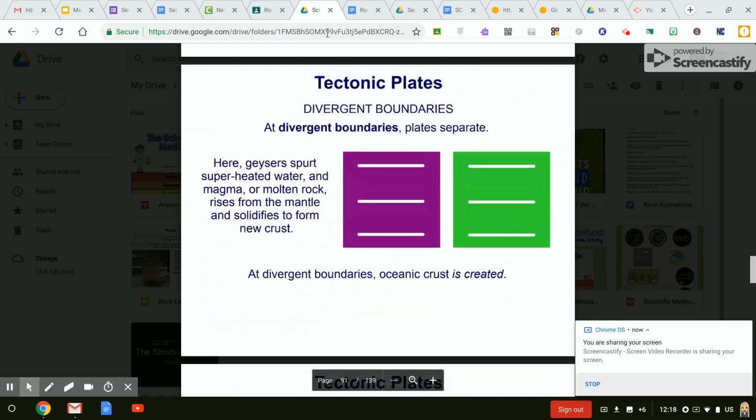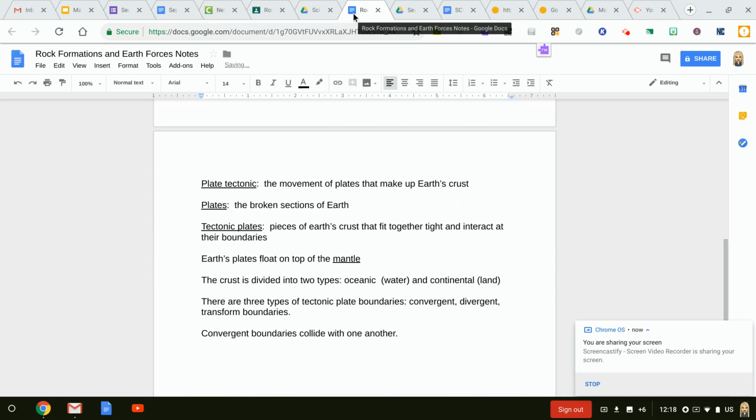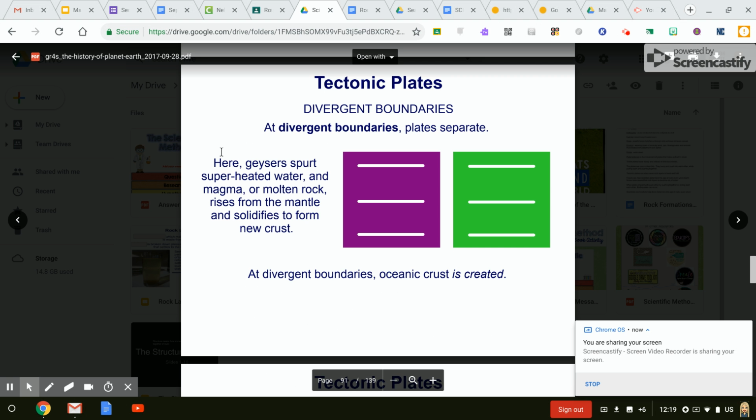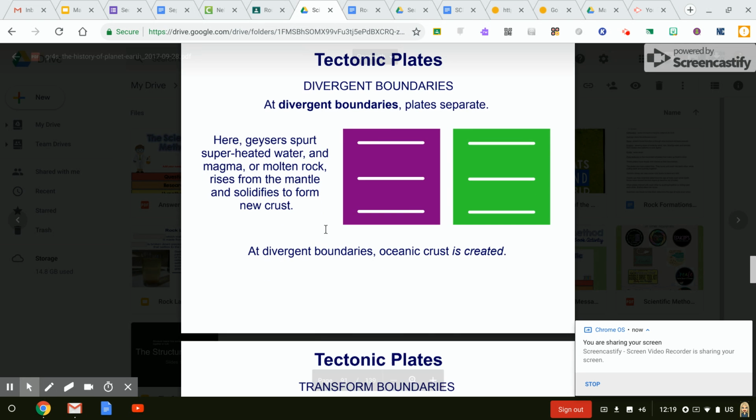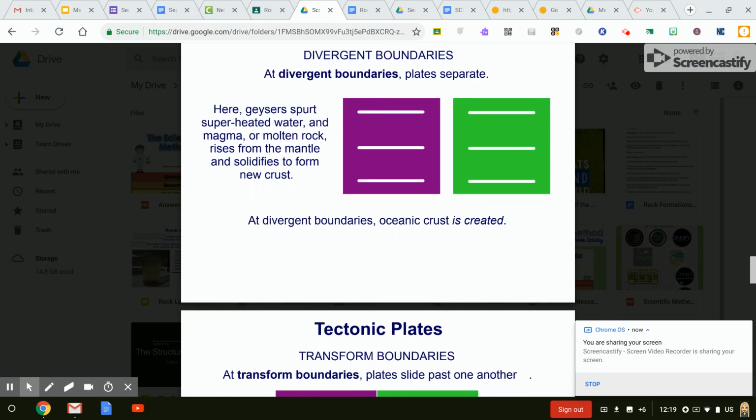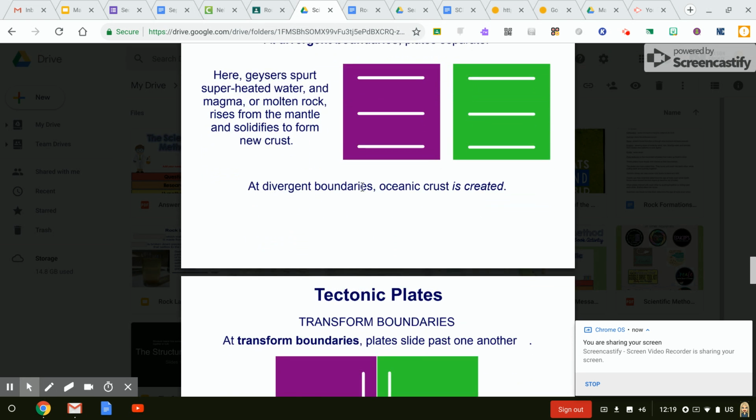Divergent boundaries are when the plates separate. And this is where geysers spurt superheated water and magma or molten rock rises from the mantle and solidifies to form new crust. So at divergent boundaries, oceanic crust is created.